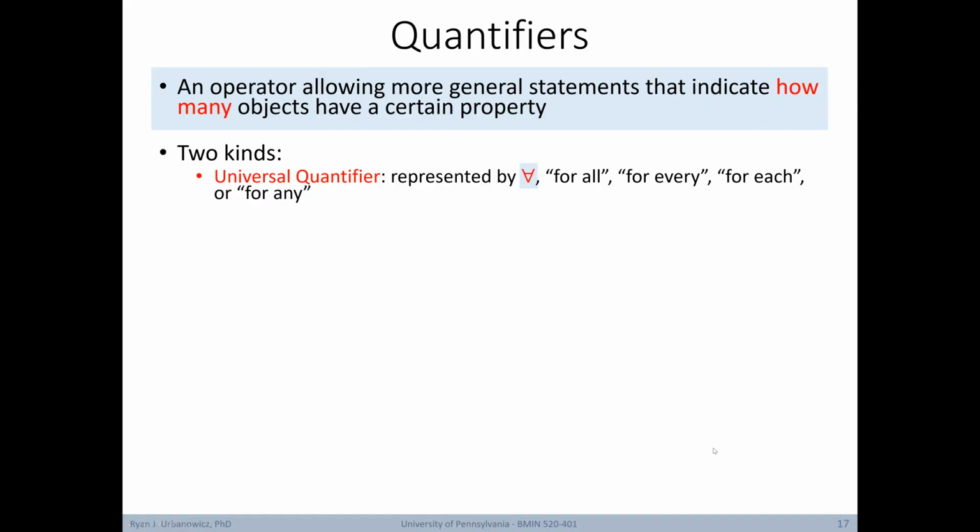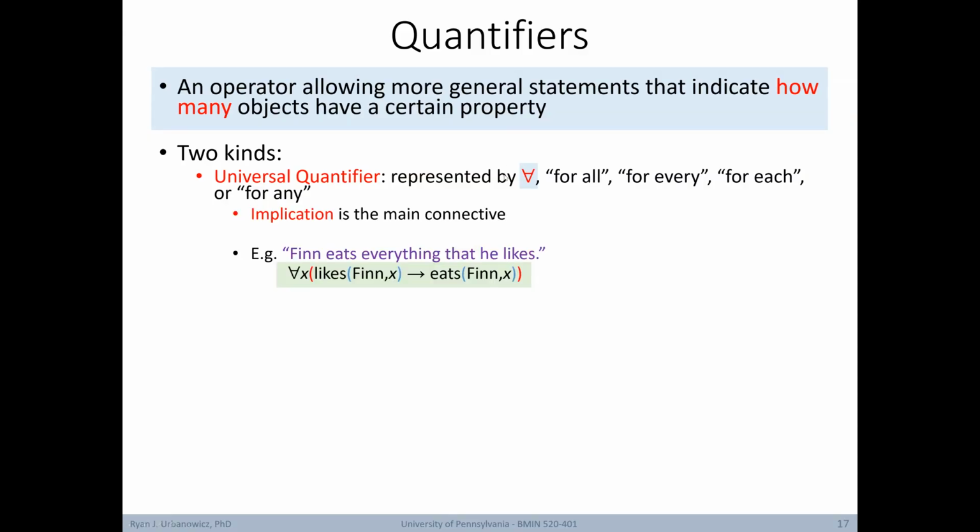Next, we're going to introduce quantifiers, a really important part of predicate logic. Quantifiers are an operator allowing more general statements that indicate how many objects have a certain property. There are two main kinds of quantifiers. First, the universal quantifier. This is represented by the following symbol. It can be read as for all, for every, for each, or for any. The main connective of a universal quantifier is the implication. Here's an example of it in use.